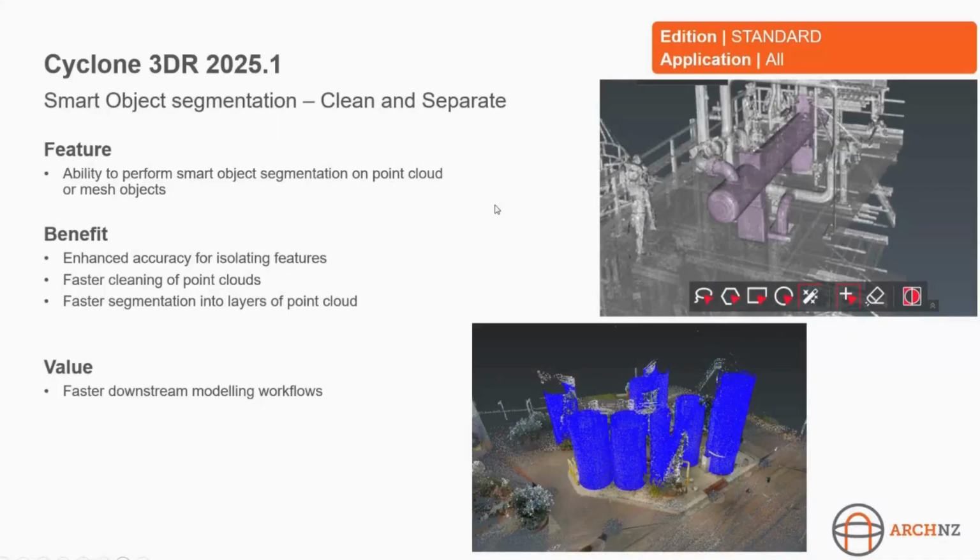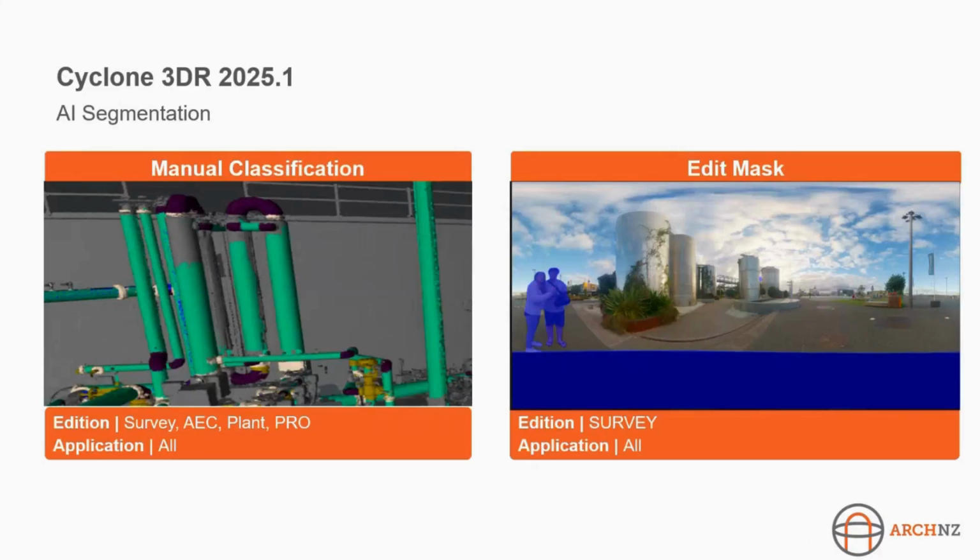Just to go through some of the updates in a bit more detail, or just to summarize some of that. The smart object segmentation under the standard edition covers the point clouds and the meshes, so you can separate out features quite easily. This definitely helps with modeling workflows if you want to isolate features, and also with cleaning. Then if you have different editions, anything other than standard, you can use it to improve your classifications. And if you have the survey edition, you can use it to improve texturization of meshes.